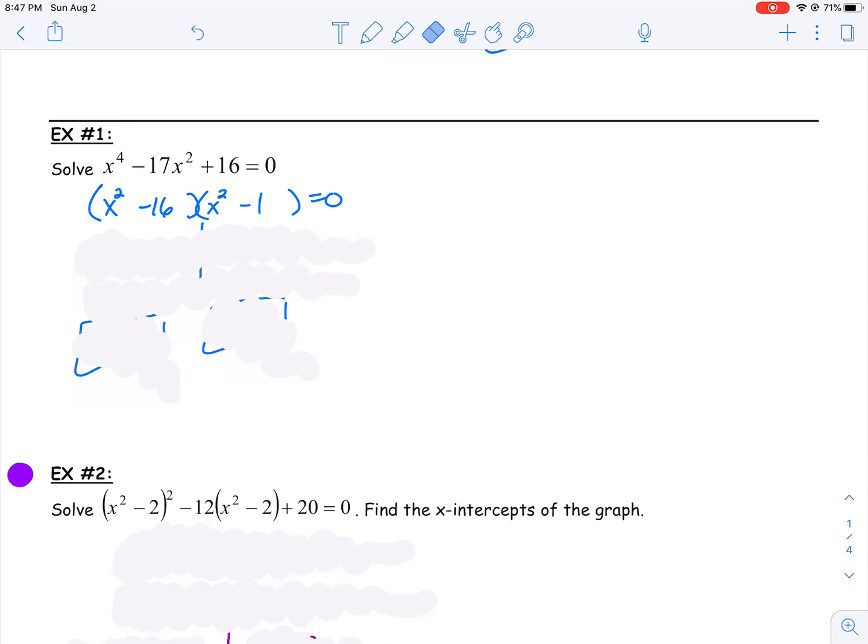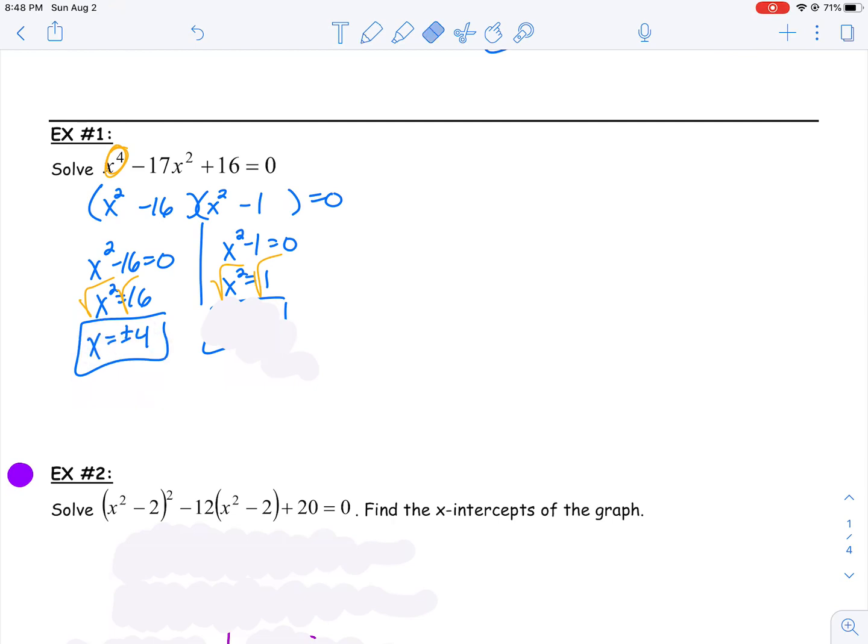Now that I have two factors set equal to 0, I can set each piece equal to 0, and then continue solving by isolating x. I can add 16 to both sides, I can add 1 to both sides, and I can square root using my principles of square roots. The square and the square root cancel. Remember that we're supposed to have 4 solutions here, so as soon as I square root that 16, I end up getting x equals plus and minus 4, and when I square root 1, I end up getting x equals plus or minus 1. I have 4 solutions to this equation that's to the fourth degree. So using our techniques from when they were quadratics, even though they're not quadratics, we factor and then solve from there.